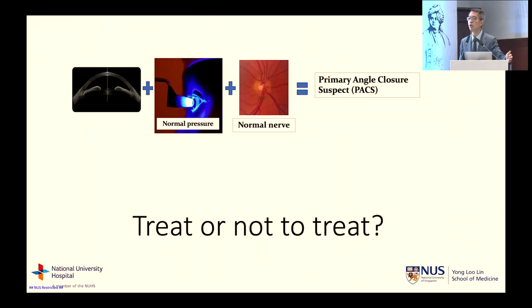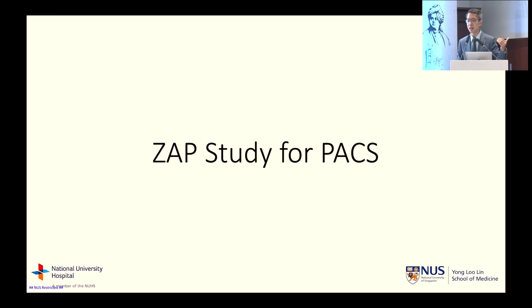Let's go back to this spectrum of disease of angle closure again. To treat or not to treat, right, in patients with primary angle closure suspect. Remembering they have no symptoms, they have no disease, they come here and sometimes you detect them through your investigations. The ZEP study has helped us shed some light on this for patients with PACS. So let me repeat that. These are only for patients with PACS, meaning no pressure rise, no anterior synechiae.